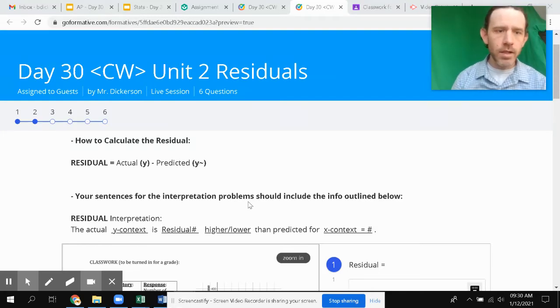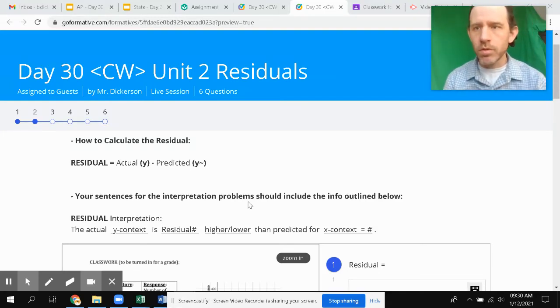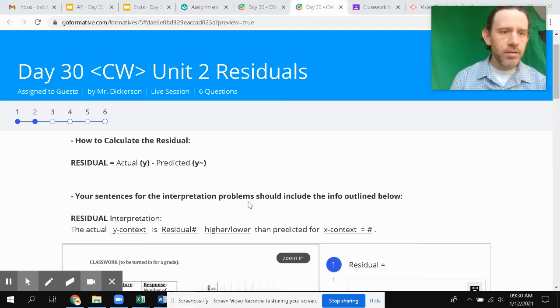All right, class. We are going to talk about residuals. These are the last concepts that you'll have to put into your project. So let's practice a couple problems and we'll go from there.